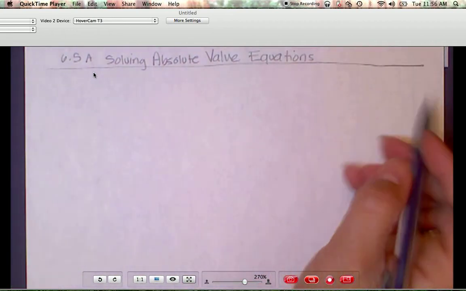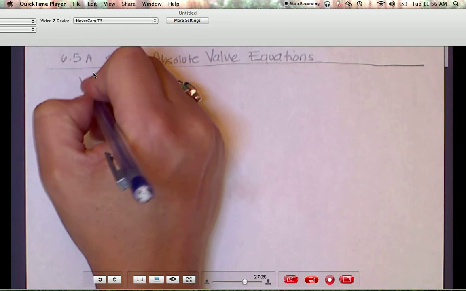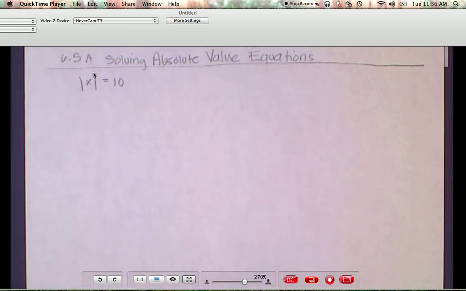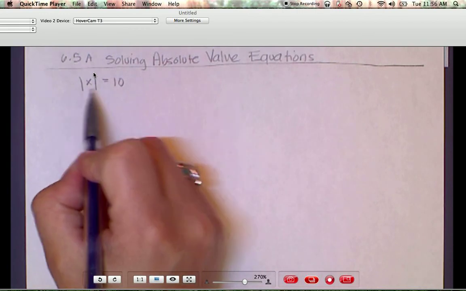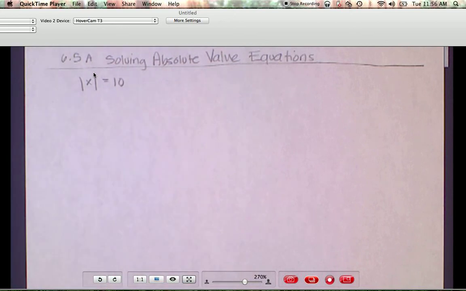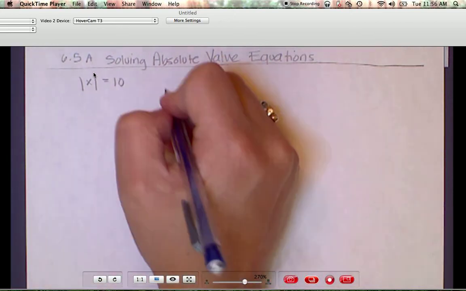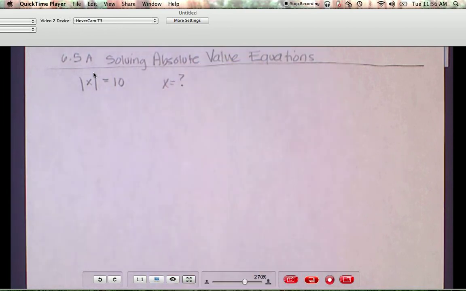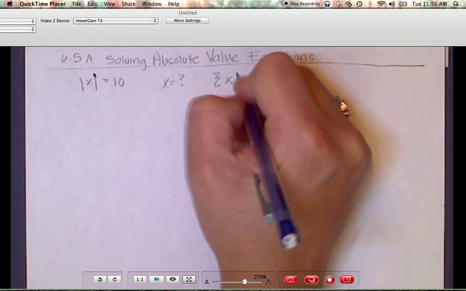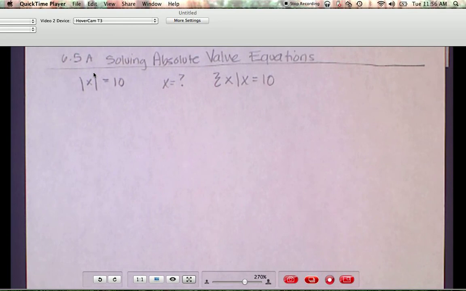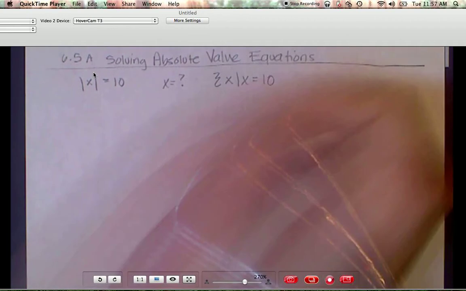So here's a question. If we had the absolute value of x equals 10, what could x be? What could x be so that if we took the absolute value of it, it would be equal to 10? Hopefully most of you have thought of the first possibility, which is x equals 10. But what else could x be so that when we take the absolute value of it, we also get 10? Think hard. Not positive 10, but negative 10.